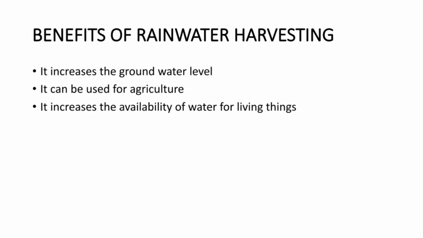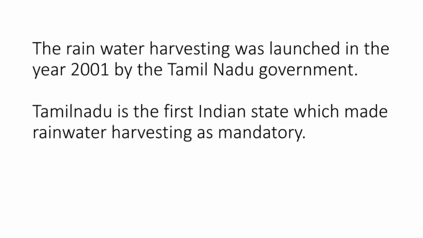Next, the benefits of rainwater harvesting. It increases the groundwater level. So the groundwater level gets increased. It can be used for agriculture. It increases the availability of water to living things.